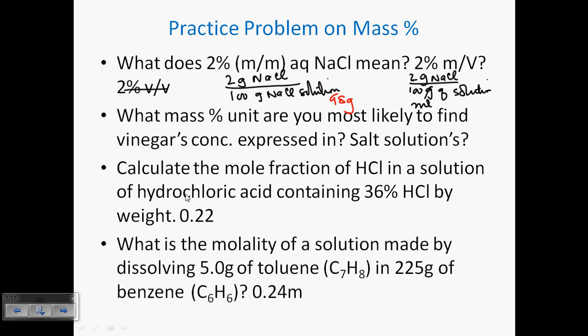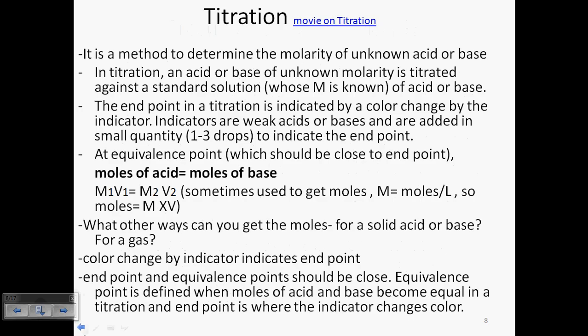And this is a practice. These are a couple of practice problems for you to deal with mass percent and mole fraction. I hope that you'll really try them, and if you have questions, you will ask me those questions in class. The next concept in this chapter is called titration.